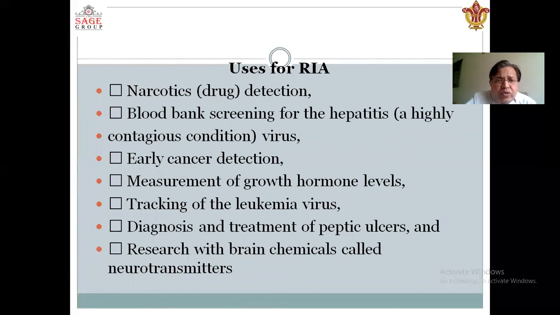Uses of radioimmunoassay: detection of narcotic drugs, blood screening for hepatitis, early cancer detection, measurement of growth hormone levels, tracking of leukemia virus, diagnosis and treatment of peptic ulcer, and research with brain chemicals called neurotransmitters, etc.